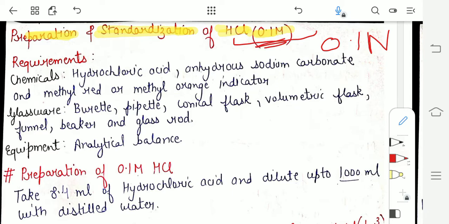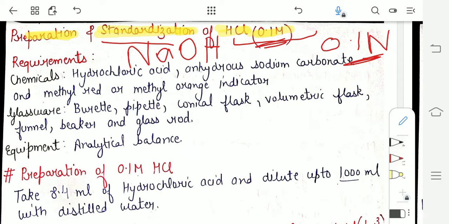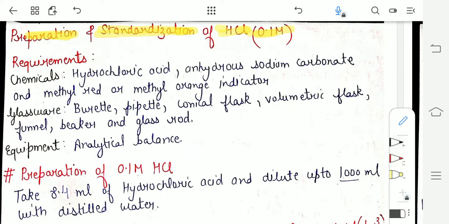Now how these have the same strength, we have already talked about in the previous video, where we did the preparation and the standardization of sodium hydroxide. There we have already discussed how the molar and the normal strengths can be the same. So if you want to know about this, you can go and check it out. So let us begin with the requirements.